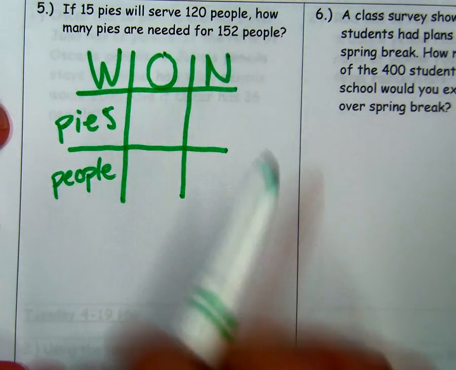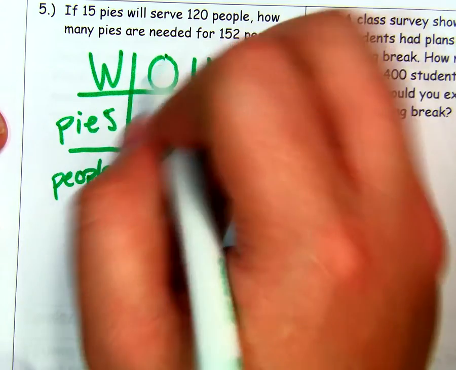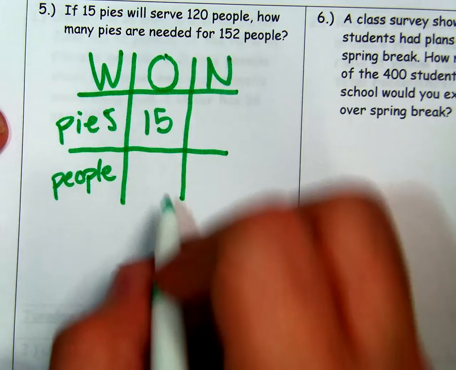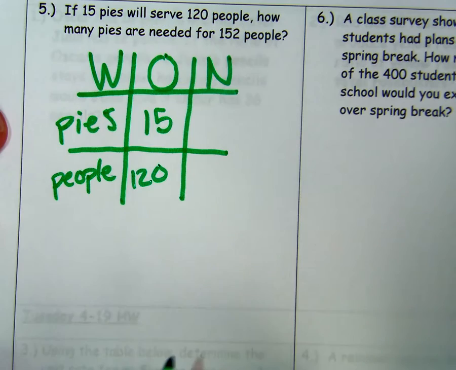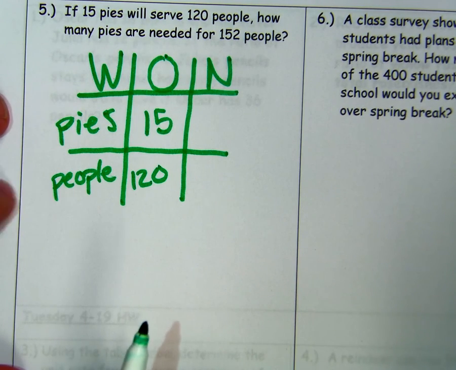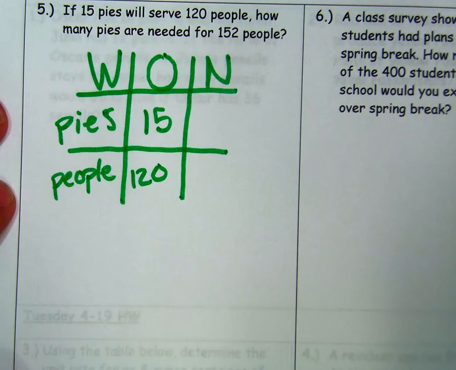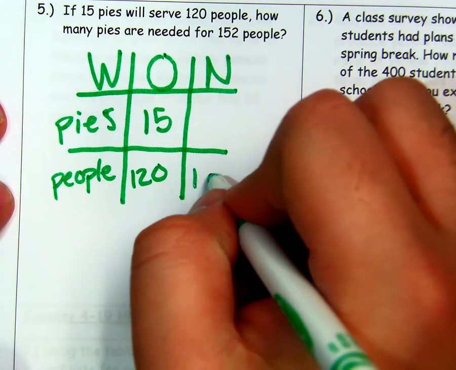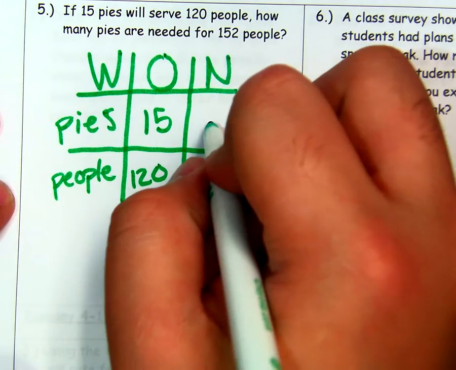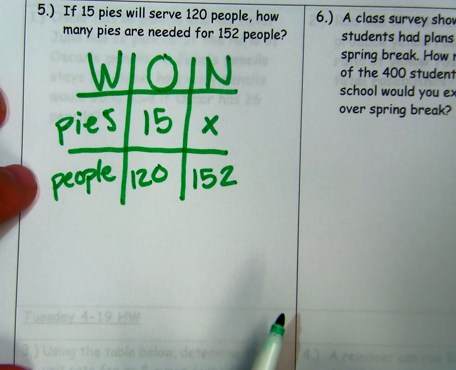Now it says in our problem that 15 pies serve 120 people. So in the pies row, our original ratio is 15 pies, and for the people, we have 120 people. So we have a 15 to 120 ratio that we need in order to solve our proportion. It says how many pies are needed for 152 people. So we know the new ratio with the people is going to be 152. We don't know how many pies there are going to be. So just to review how to do bat and ball method.